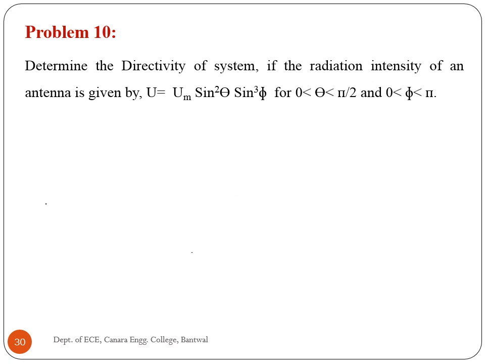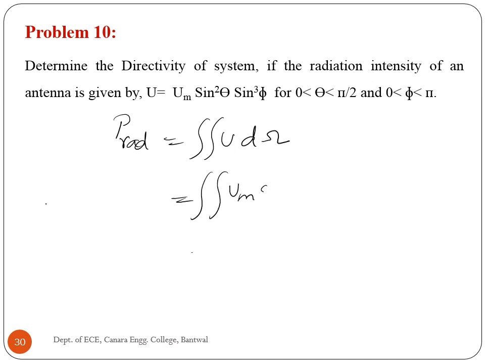Determine the directivity of the system if the radiation intensity of an antenna is given by Um sin square theta sin cube phi, where theta is from 0 to pi by 2 and phi is from 0 to pi. To find out the directivity, we have to find out the radiated power, which is equal to the integral of U d omega. U is the given pattern, that is Um sin square theta sin cube phi. D omega is sin theta d theta d phi.